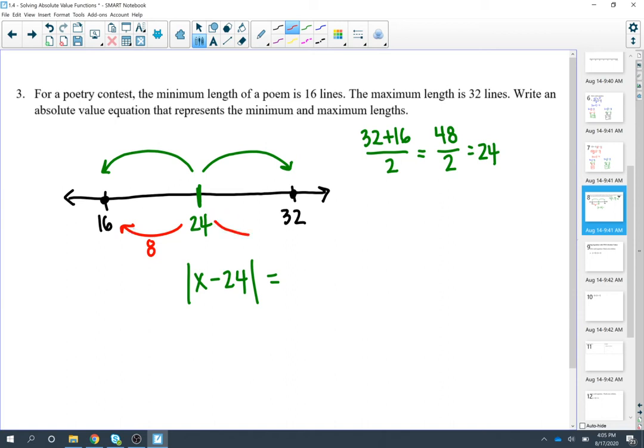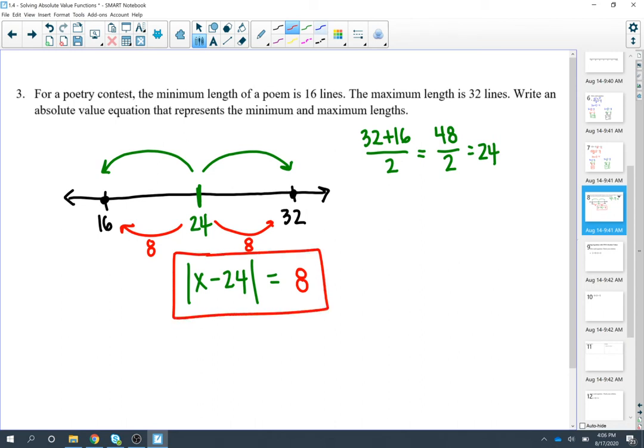Okay, what about 24 up to 32? Also 8. So if we have the absolute value, that's saying the distance between our value and 24 is 8. And that's your equation. Okay, so you're done on that one.